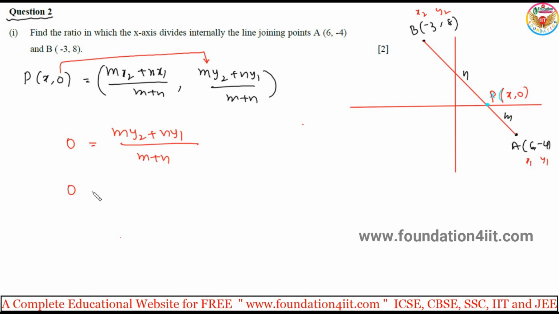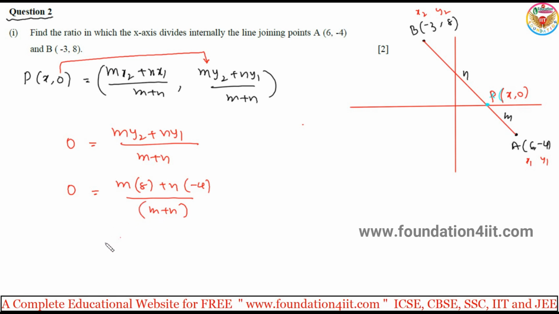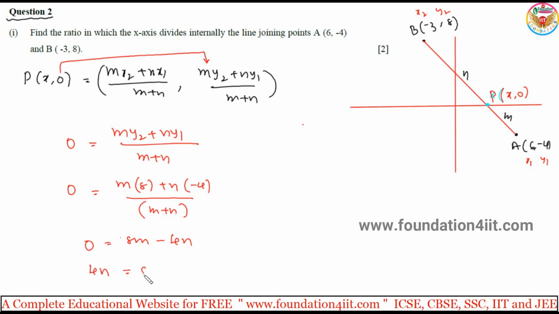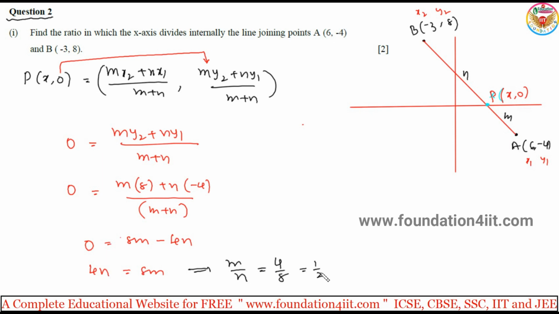So 0 is equal to m as it is. y2 is 8 plus n, y1 is minus 4, divided by m plus n. Take m plus n to this side, 0 into m plus n is 0. 8m plus n into minus 4, that is minus 4n. Take the terms: minus 4n becomes plus 4n is equal to 8m. Then we need to find the ratio m divided by n, taking 8 to the other side. So 4 by 8, that is 1 by 2. So ratio is 1 is to 2.